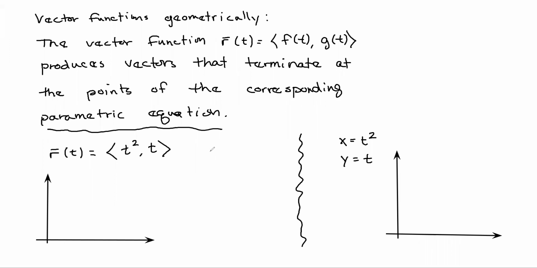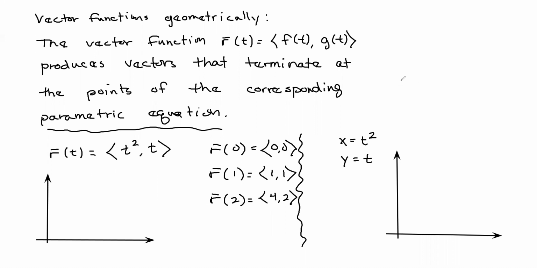To graph this, let's plug in some inputs and generate some outputs, and then graph those together. If we've got r of 0, we get 0 squared comma 0. If we had r of 1, we would get 1 comma 1. If we had r of 2, we would get 4 comma 2. Now let's do the same thing over here, so we'll have t, x, and y.